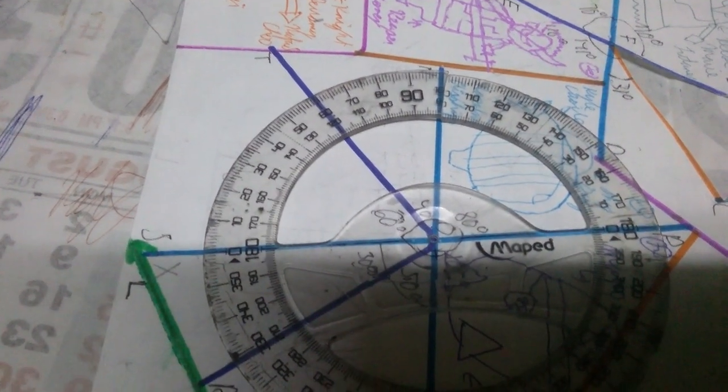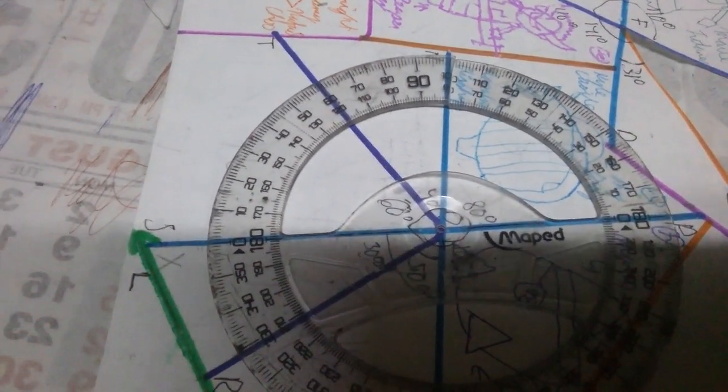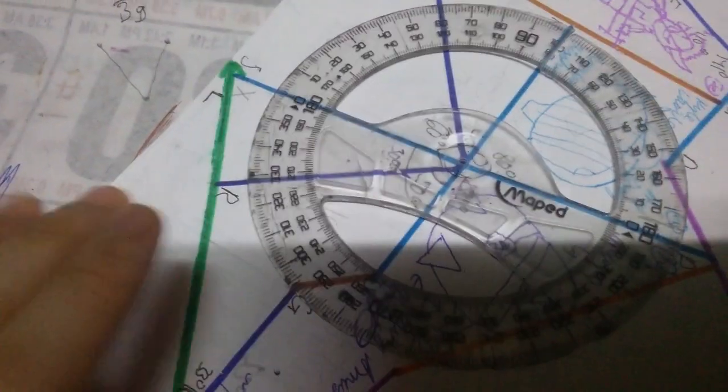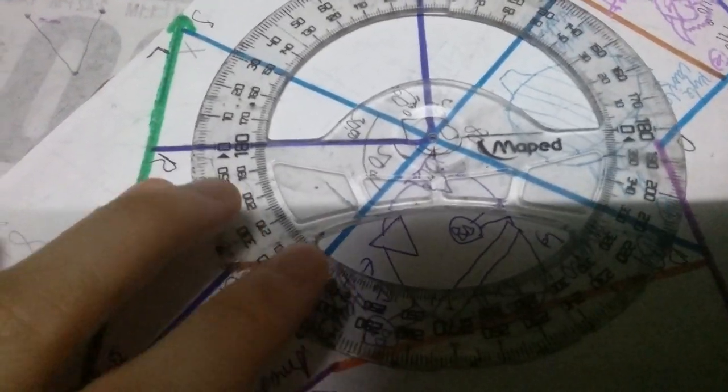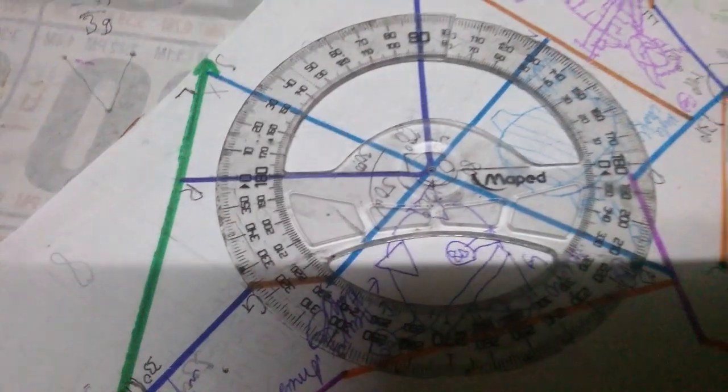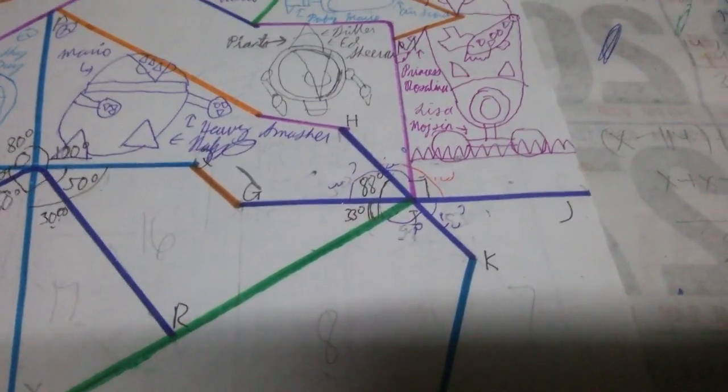Even if I were to check with a protractor, ganito po yun lamang. 60 degrees for this one. And then for the other one, which is this one, tama, 30 degrees. Yun. Okay, last but not least, we have this one.